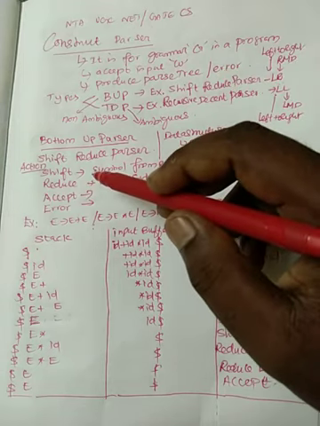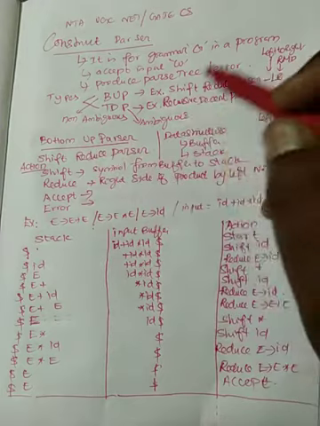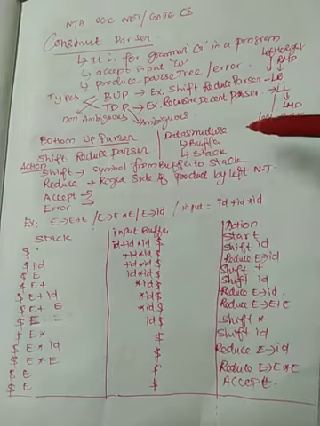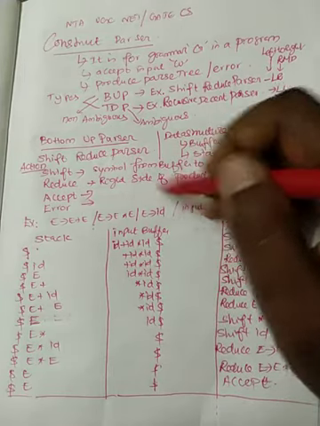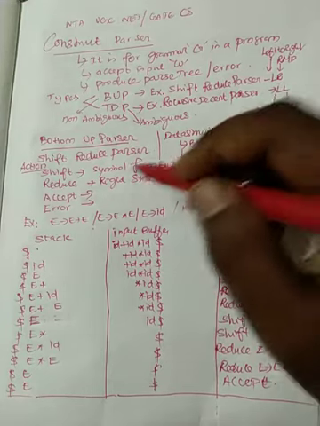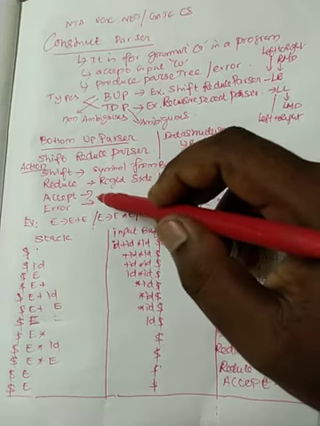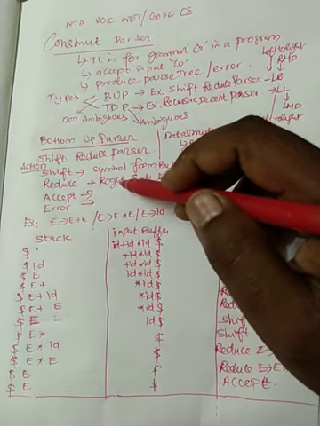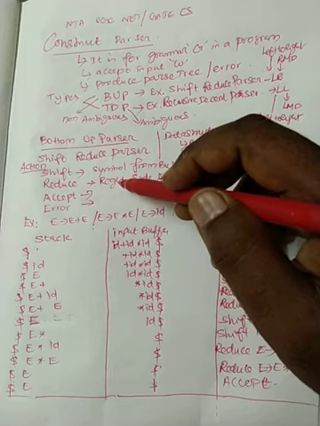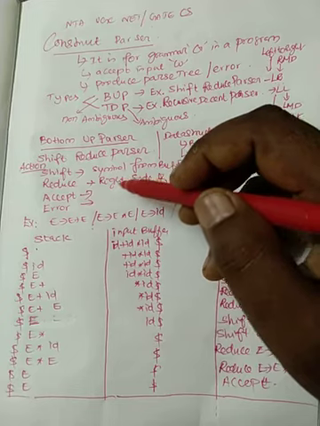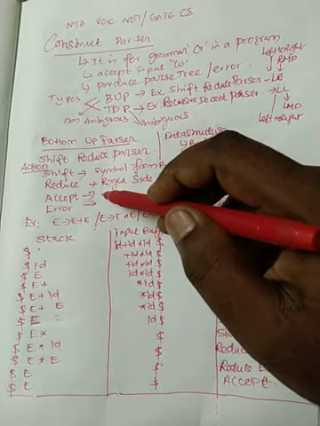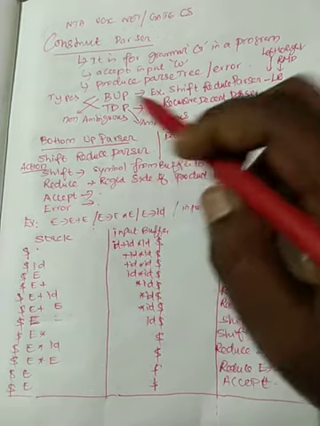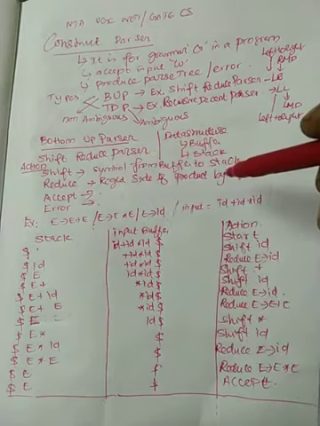What are the types of action performed in a shift reduce parser? First is shift, which means a symbol from the buffer is shifted to the stack. I'll explain the data structure for this shift reduce parser. Then reduce. What is reduction? You have production rules, and the right hand side symbols will be replaced by the left hand side; that is a reduction. If the given input is right, then it will accept it, otherwise it indicates an error. These are the four types of action performed in a shift reduce parser.